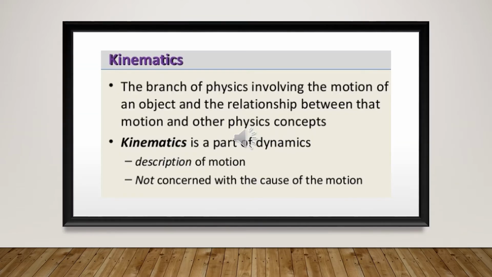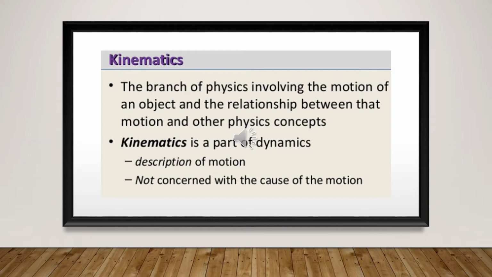Let's start with the definition of the kinematics. Basically kinematics is a branch of the physics that is dealing with the motion of an object and the relationship between that motion and other physics concepts. Means kinematics is the branch that is dealing with the motion of the object without the reference to the force or agent that is causing the motion. Basically kinematics is derived from Greek word kinema, that means motion.